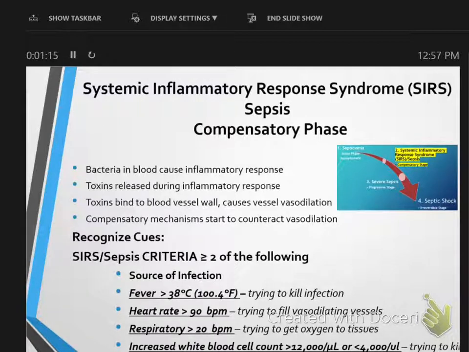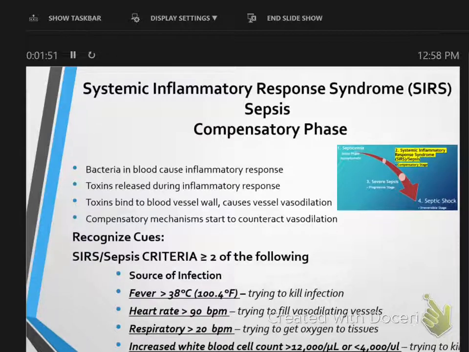If you have the flu, what is missing? You have this, you have this, you have this, you have this. What's missing to call it sepsis? You don't really have a source of infection yet. It's just a virus that's around. You could be going into the compensatory phase. What if this flu bug, virus, does get into your bloodstream? What's going to happen? You're going to get septic, but hopefully your white blood cells will take care of it.